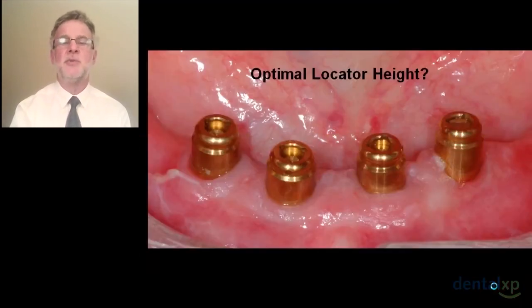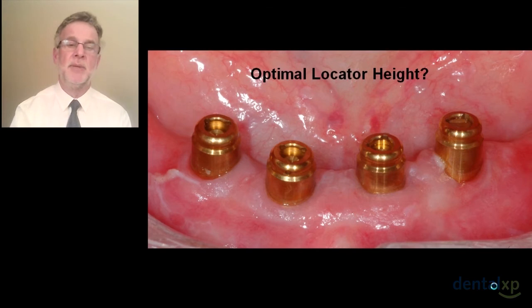Back to locators, which we're almost seeing routinely. How high should the locator be? Again, I'm not a restorative dentist, but I'm told a millimeter to 2 millimeters, maybe 1.5 above the tissue. So these are too tall.